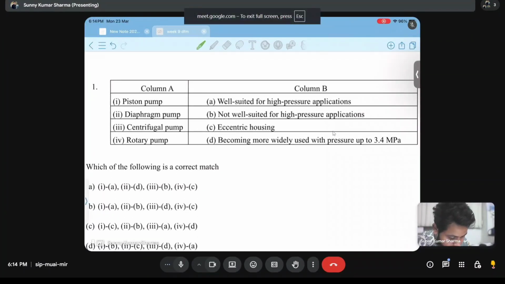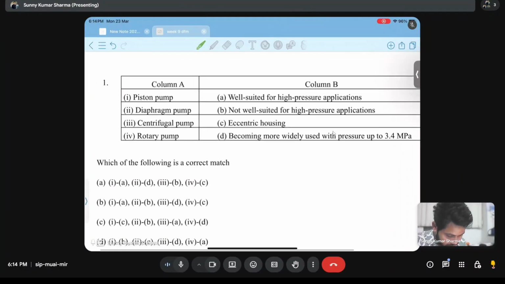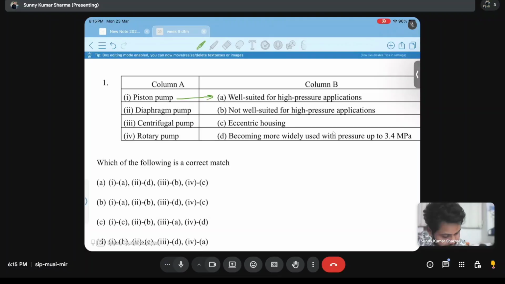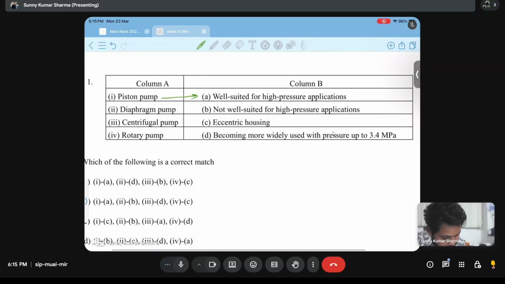Piston pump is well suited for high pressure application. Diaphragm pump is becoming more widely used for pressure up to 3.4 megapascal. Centrifugal pump is not well suited for high pressure applications. And rotary pump has an eccentric housing. So A, B, C.